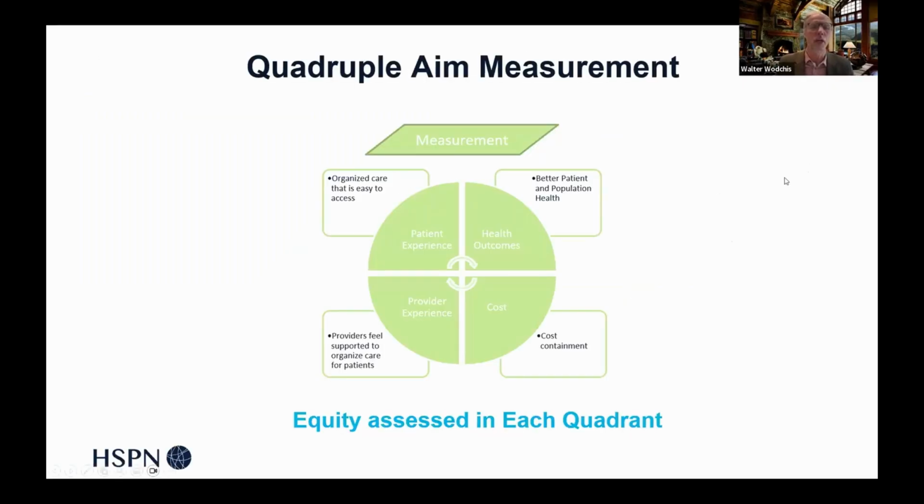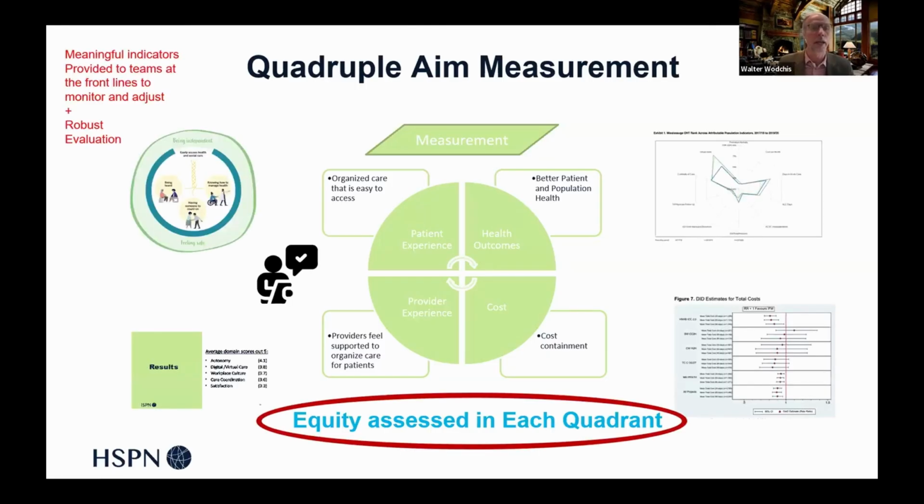In all of our work, we've been taking a quadruple aim, but also with equity in each quadrant to measurement. So thinking about patient experience, health outcomes, cost, and provider experience. And HSPN has been layering on lots of measurement around all of these, which is shown on this slide, thinking about what's meaningful to people. What are the indicators that we're looking at through our spider diagrams and league tables? What are the costs looking like for total costs and monitoring that? And then also understanding provider experience and monitoring and supporting that within a number of the OHTs. And we've been doing that work at a local level. So that's the measurement side.